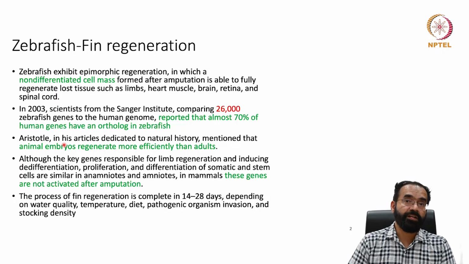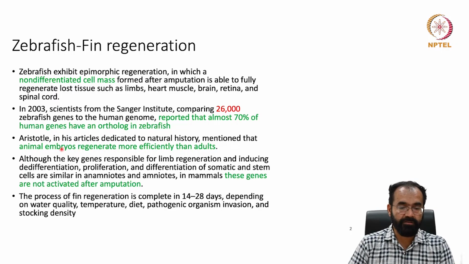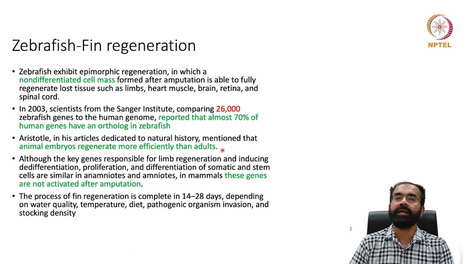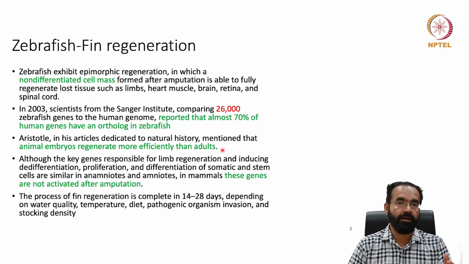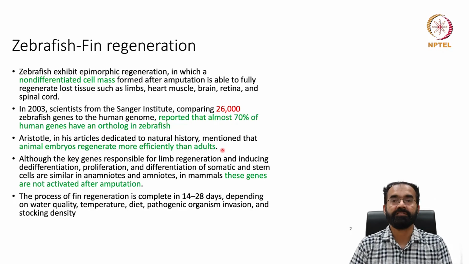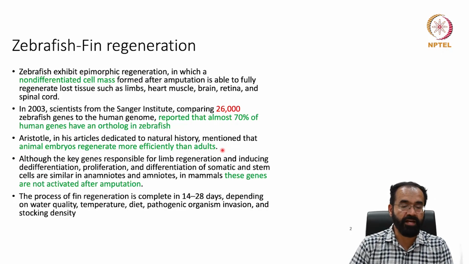So Aristotle, a very old Greek philosopher, in his articles dedicated to natural history, mentioned that animal embryos regenerate more efficiently than adults. So he had observed. The interesting thing about regeneration biology is that it is one of the ancient branches of biology, because everybody knew about planarian regeneration some 250 years ago, and still it is an evolving area of research. That seems like a conundrum, but that is a fact.